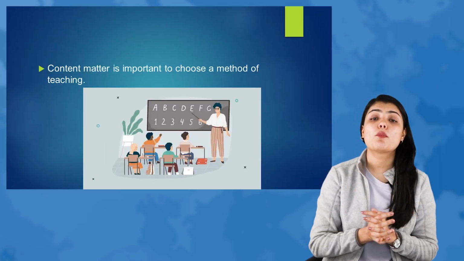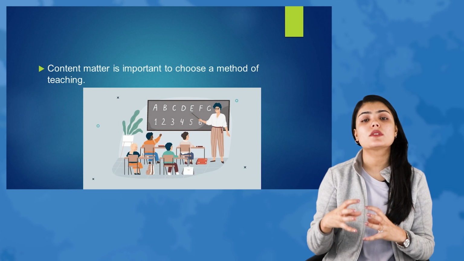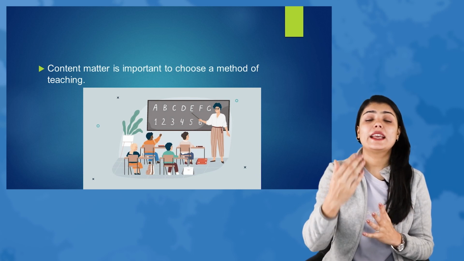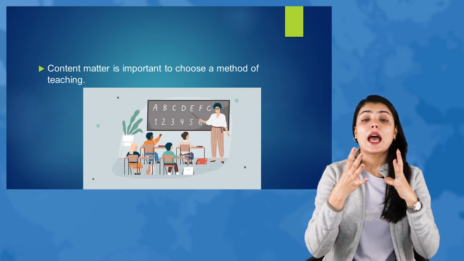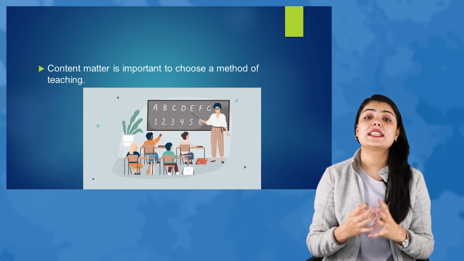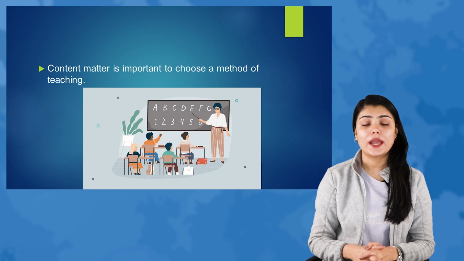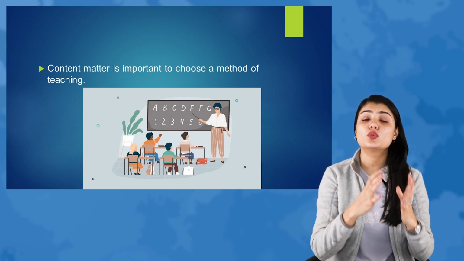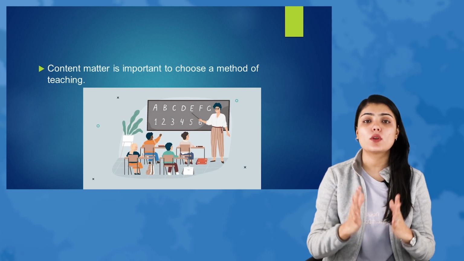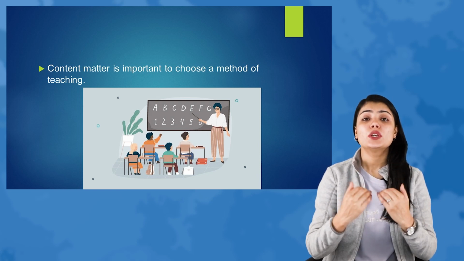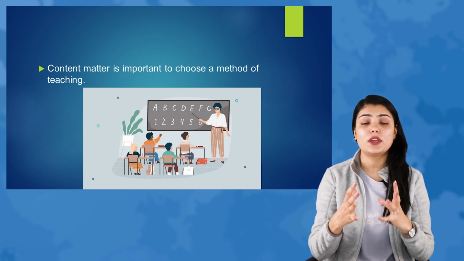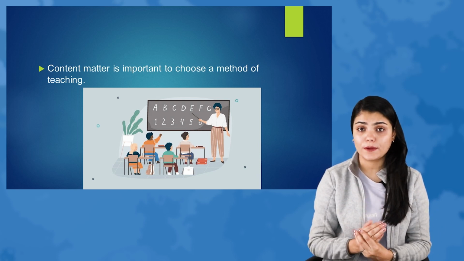Now, what is the most important thing in order to choose a method of teaching? If I have decided I'll take a lecture class today, I have to know the content that I am dealing with. So the content matter is the most important aspect in choosing the method of teaching. In order to choose a particular method or style, the teacher must be aware of the content matter.